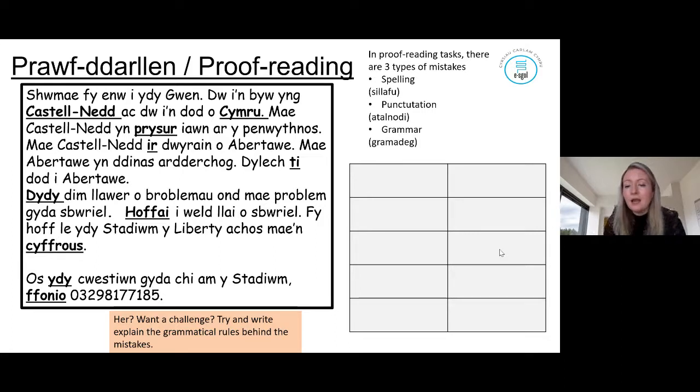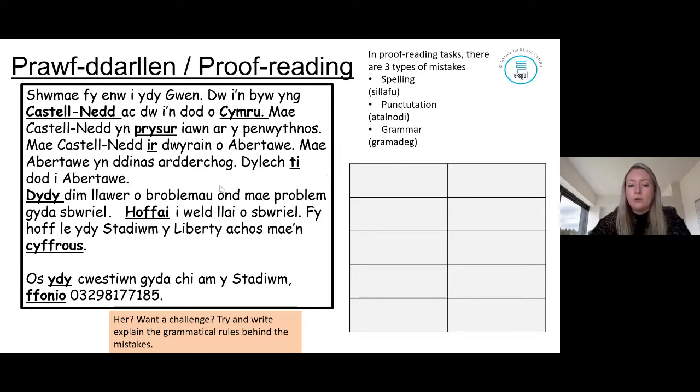The last but one is quite difficult. Os oes is meant to be. If you have a question, os oes cwestiwn gyda chi. So that's something that may be worth learning for your exam, okay? Os oes cwestiwn gyda chi. If you have a question, then ffoniwch, phone. Okay, so da iawn there.